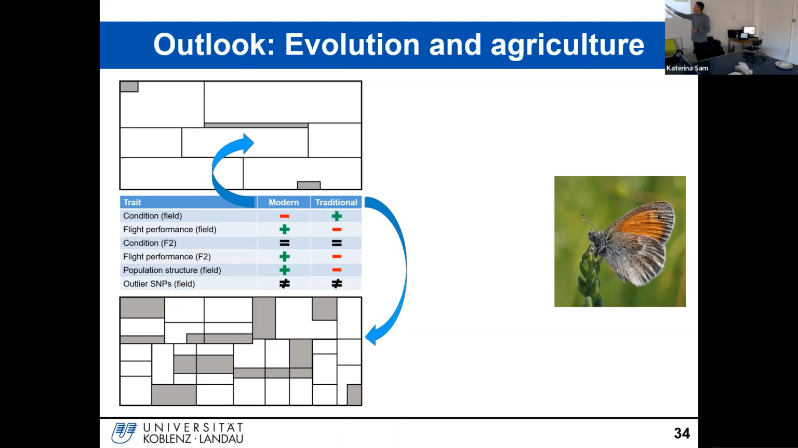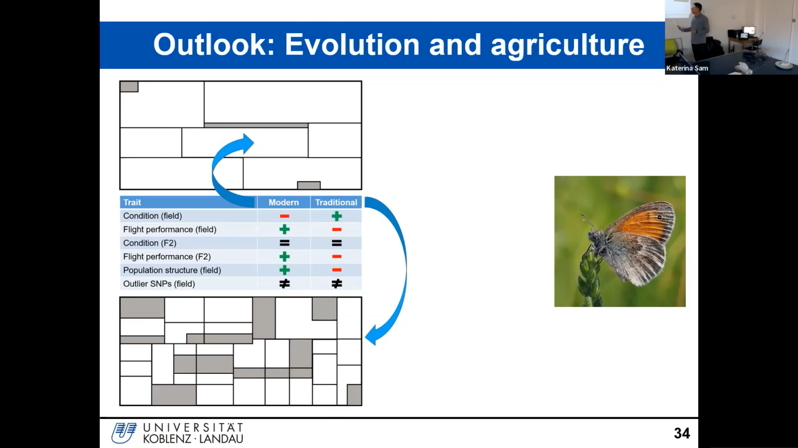This is just a conceptual figure of a modern landscape, which means you have large crop field sizes and only small fragments of semi-natural vegetation like field margins or meadows remaining. So the resources for butterflies are very scattered in the landscape, and this should indicate a traditional landscape where the field sizes are much smaller.